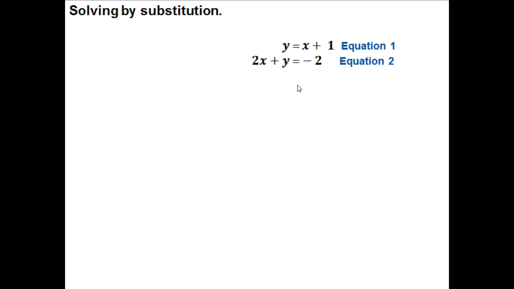So the very first step is to write the second equation down. This 2x plus y equals negative 2. I'm just going to write that one, and I haven't changed it at all. I just took it from over here and wrote it right here. Now the next step is we're going to substitute in x plus 1 for y. The reason we're doing that is we know that y is equal to x plus 1, so I'm taking that x plus 1 and plugging it right in here for that y.